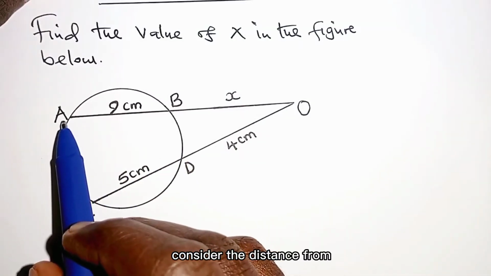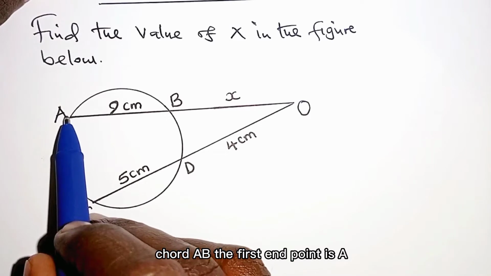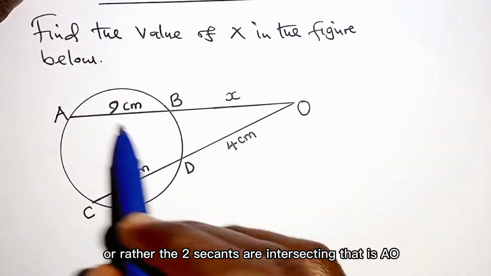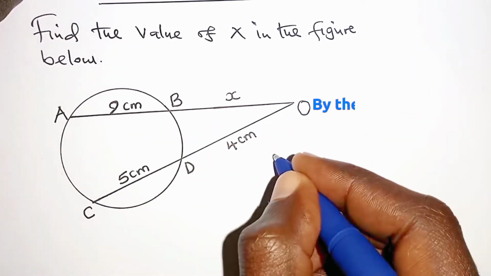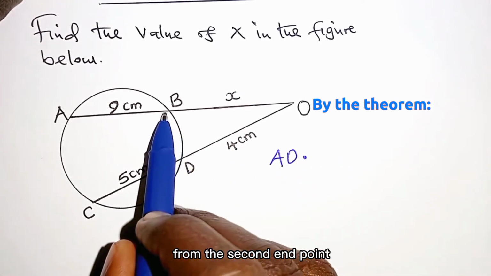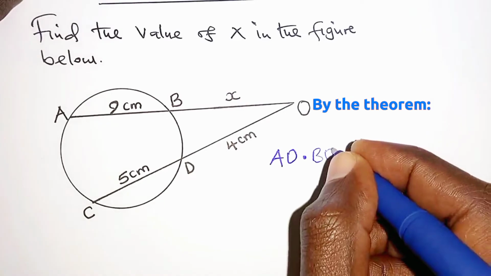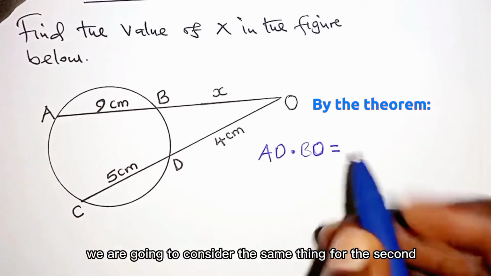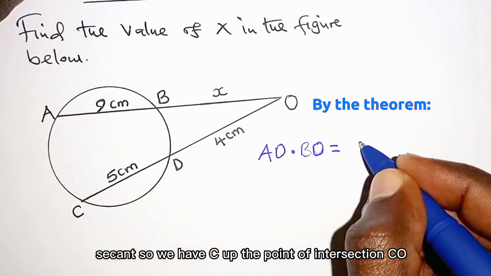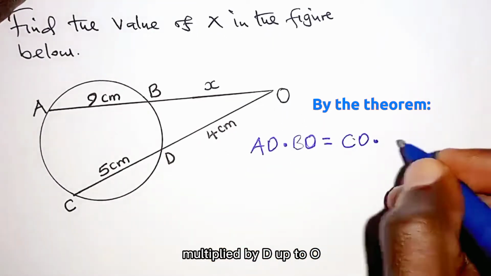So consider the distance from one endpoint of the chord of the circle called AB. The first endpoint is A. So A up to the point where the two secants are intersecting, that is AO, and then we'll have to multiply that by the distance from the second endpoint, which is B, up to the point of intersection, that is BO. We are going to consider the same thing for the second secant. So we have C up to the point of intersection, CO, multiplied by D up to O.